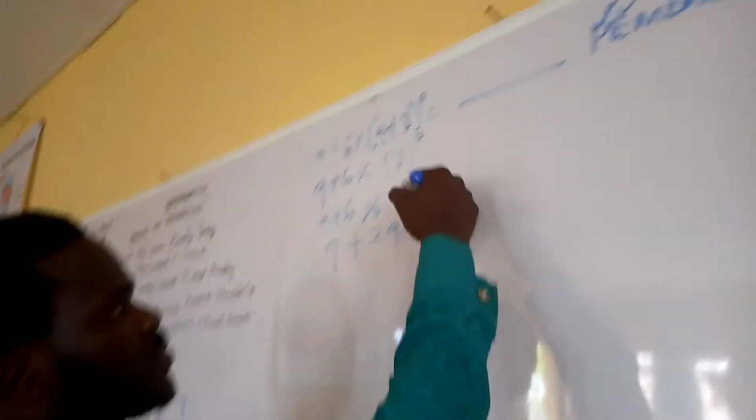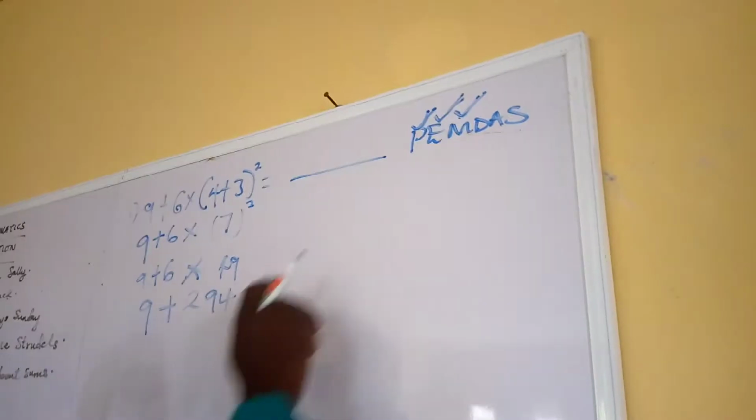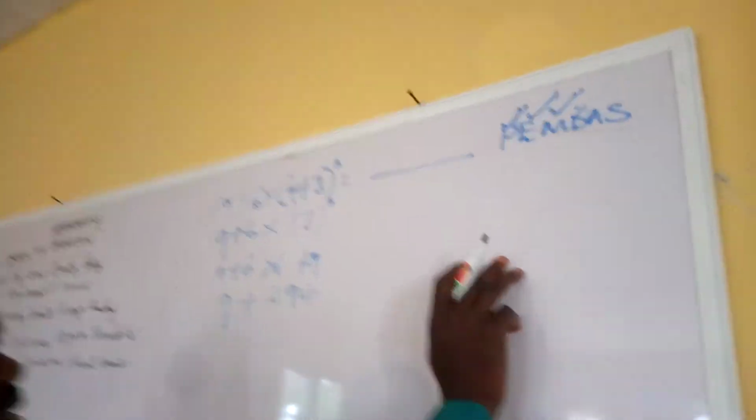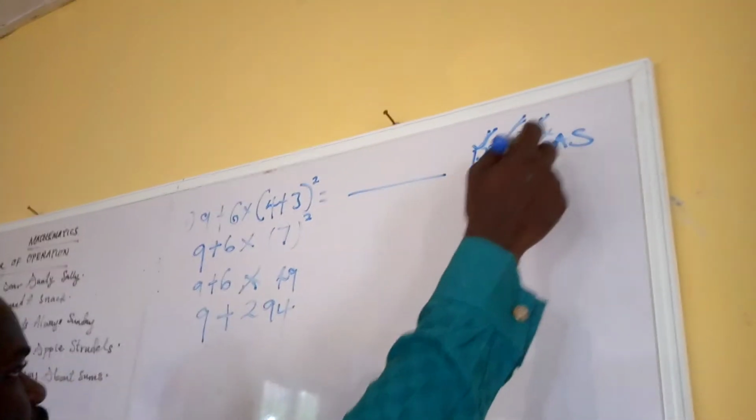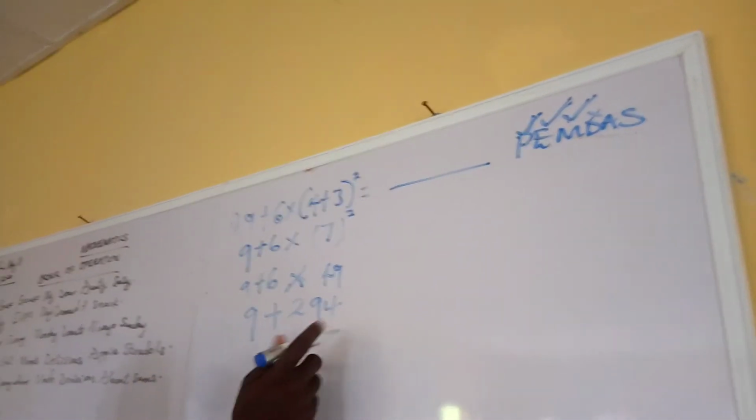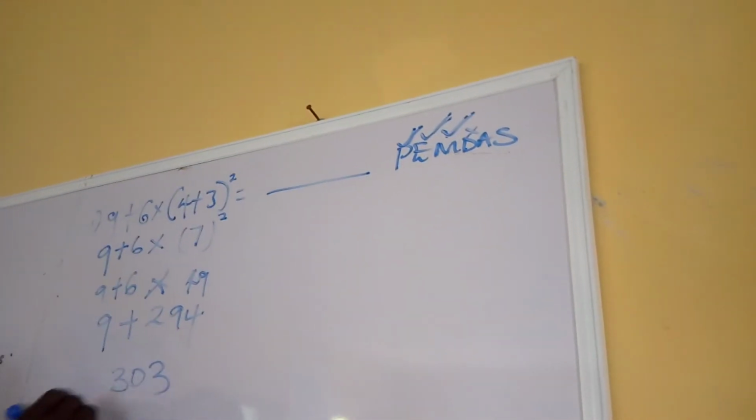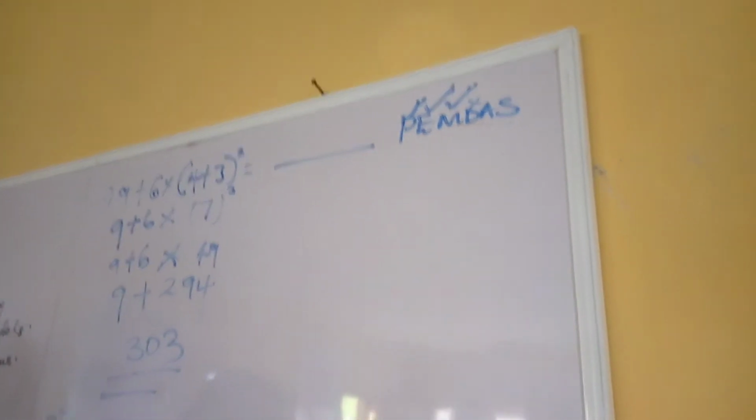So then we've used our multiplication. You also tick it. Then do we have any division? No, we don't have division there. Then A for addition. Do we have addition? Yes. So we just say 9 plus 294. We have 303. Then I want to go to the number 2 example.